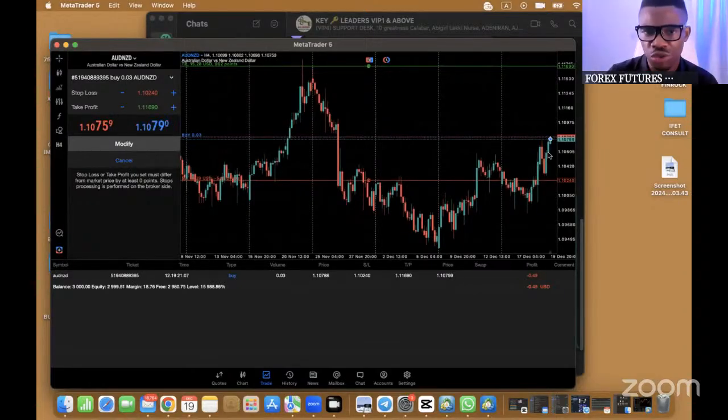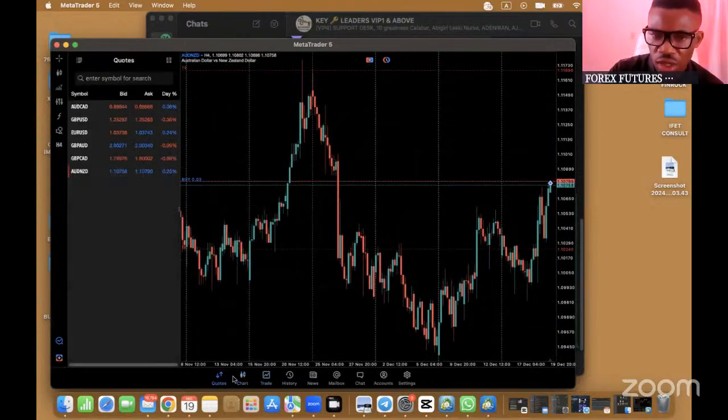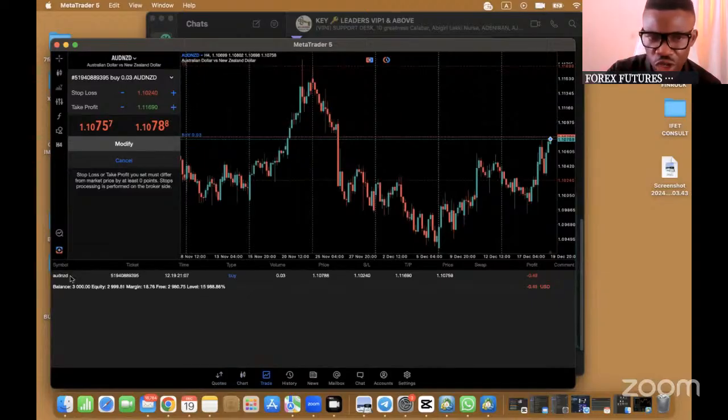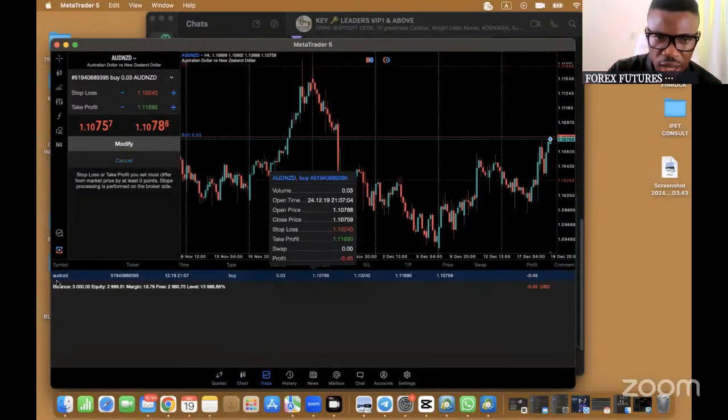I've taken my trade. So once you take the trade, you will see under the trade session, this is chart, this is quotes, this is trade. Under the trade session, you will see your running trade, this one. AUD NZD, the ticket number, the time, the execution, the lot size, everything, and then the current movement. We are currently on drawdown 0.46. We are holding that position.